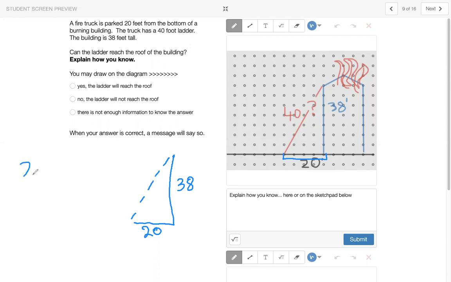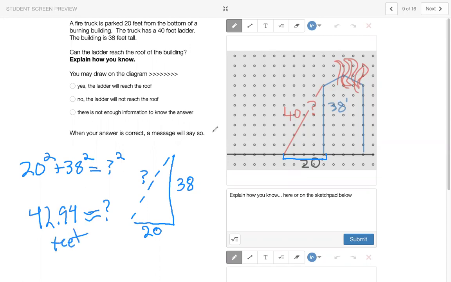So if we take 20 squared, we add on 38 squared, this should be equal to our hypotenuse being squared. Do a little bit of arithmetic here, pause the video, try to get these numbers and take it further. If you did this correctly, this is claiming that the hypotenuse is approximately 42.94 feet, which means that 40 is not going to work.